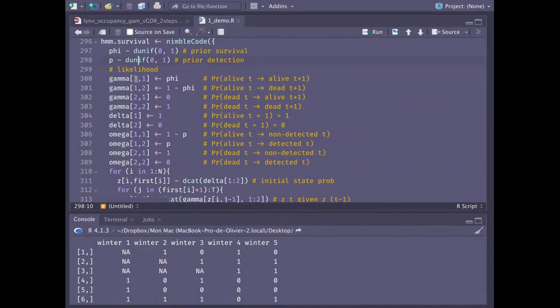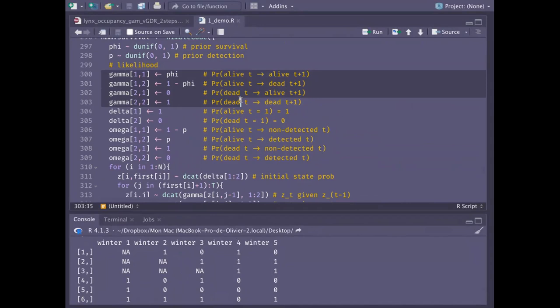And then we have the likelihood. So for the likelihood, we have the gamma matrix or table. It's just the transition probabilities like before, like in the Markov process example, without any detection issue. Okay. So we fill in gamma with 5 probabilities. And now the delta, the probability of initial states. So like before we said, okay, everybody is alive. All animals are alive at first sampling occasion. So it's a 1. Probability of being alive is 1.